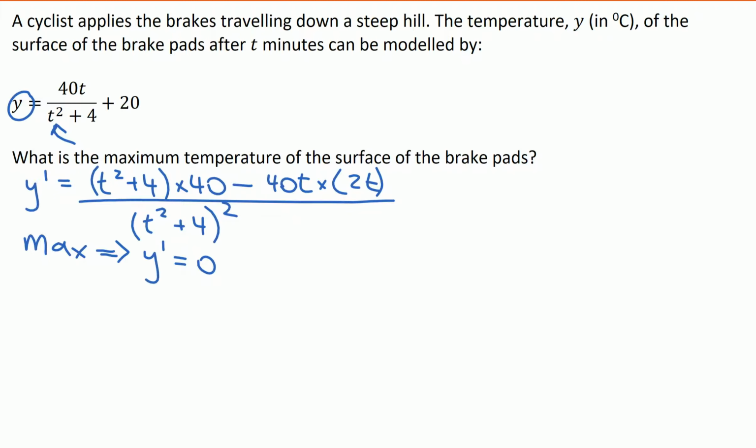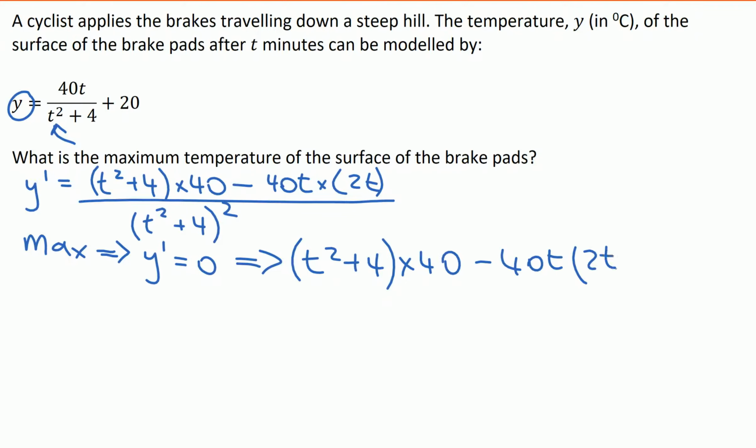How does that equal 0? The top is 0. It's got no reference to the bottom. The bottom can't be 0, can it? Because if it was divided by 0, then it'd be undefined. So it has to be the top line. So in actual fact, we're only interested in the top line here: the t squared plus 4 times 40 minus 40t times 2t. We're not actually interested in the bottom part.